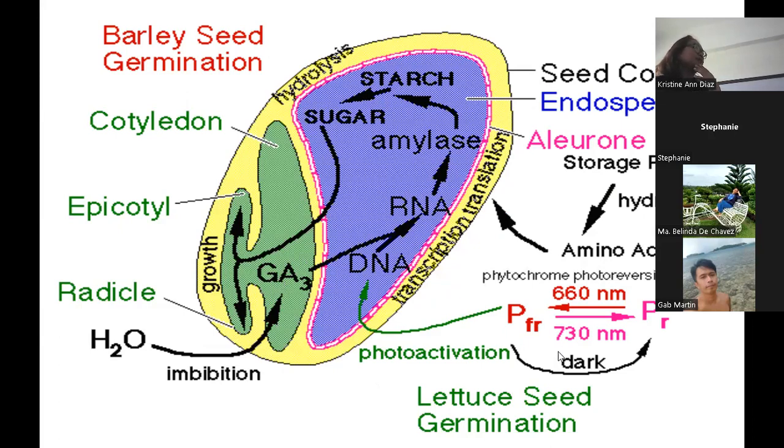So what's the purpose of light in seed germination? For photoactivation of the DNA and RNA. Once the amylases are activated by GA3, the starch and sugar will be metabolized to be consumed by the growing embryo, for the cotyledon, epicotyl, and radicle. So primarily it needs water, but not too much water that it floods, because it still needs oxygen.